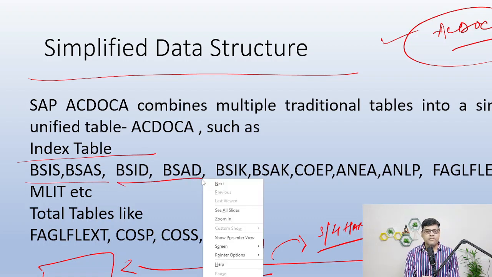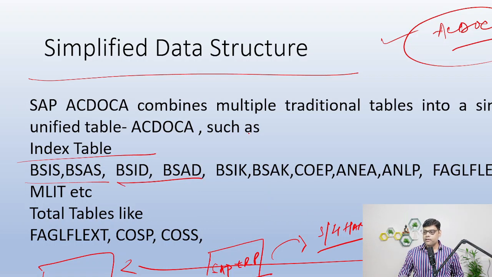Similarly, BSID and BSAD are related to customers. BSID is our open item index table when you run your FBL5N report in ECC. So the data is coming from here: open items, right? Similarly, if it is cleared, funds received, that data will also come under BSAD. Similarly, for vendor FBL1N data, open items are in BSIK and cleared items in BSAK.